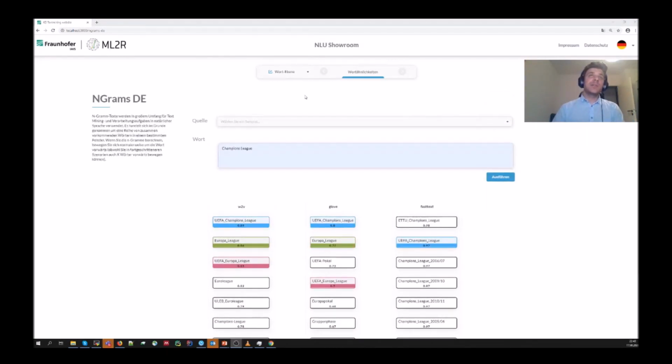So there are many ways you can experiment with the models, with the tasks here on the word level or on the sentence level. And I encourage you to explore these models once the showroom is online. And we'll be very happy to present you the showroom, hopefully by mid-September or the end of September.